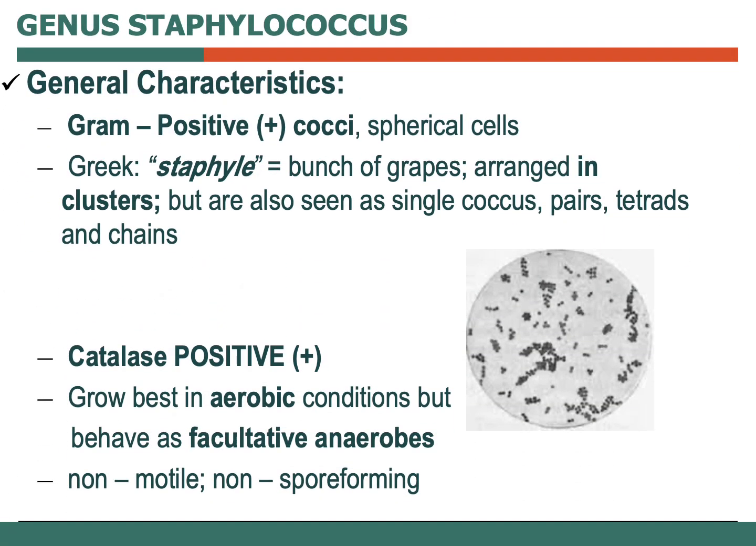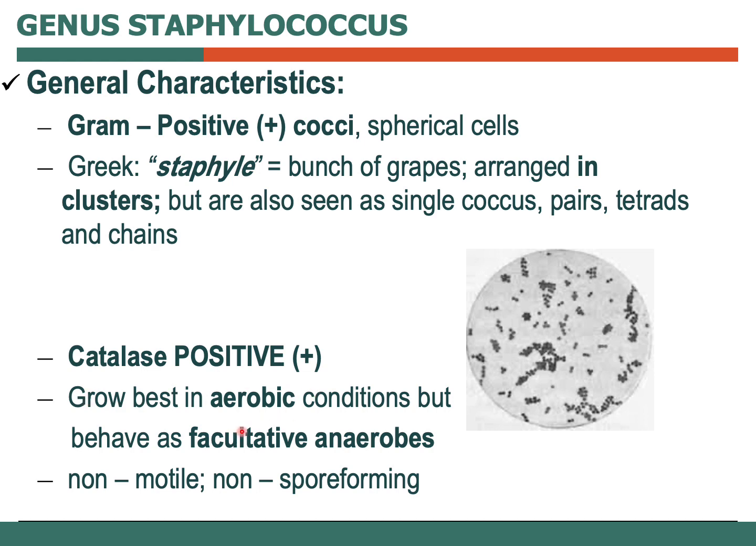So Staphylococcus, class, is a gram-positive cocci and spherical in shape. The name Staphylococcus is from a Greek word staphyle, which means bunch of grapes, since they are arranged in clusters when viewed under the microscope, but are also seen in singles, pairs, tetrads, and chains. They form clusters because during binary fission, they divide in horizontal and vertical planes, forming large clusters. Okay? So generally, all Staphylococcus are catalase positive.